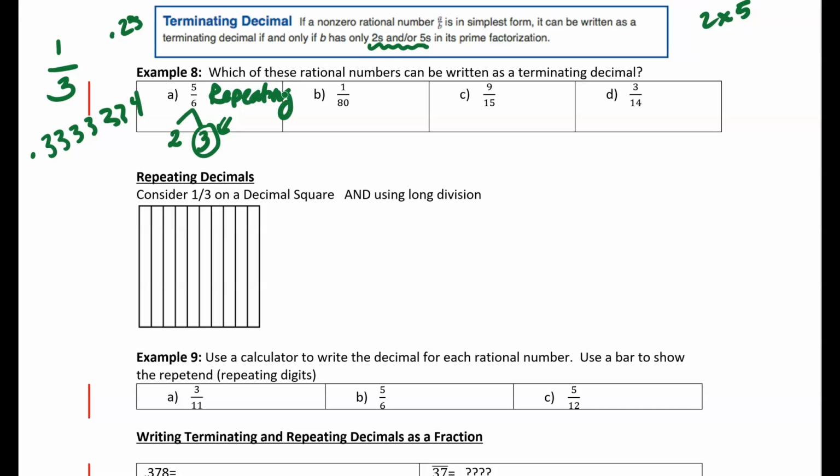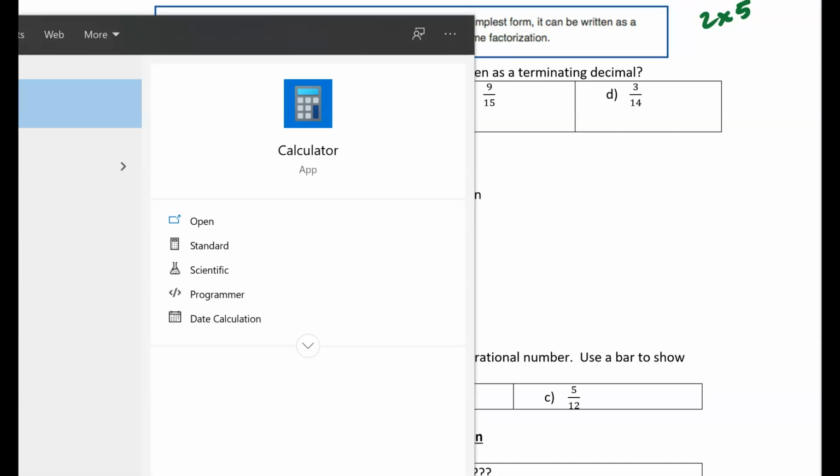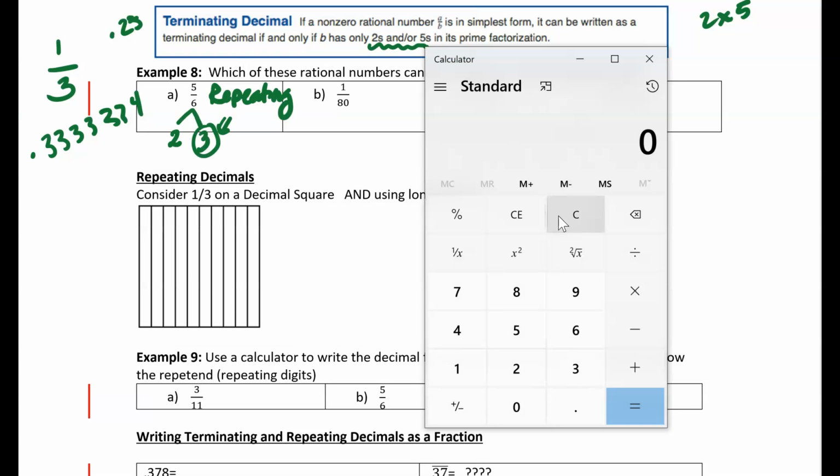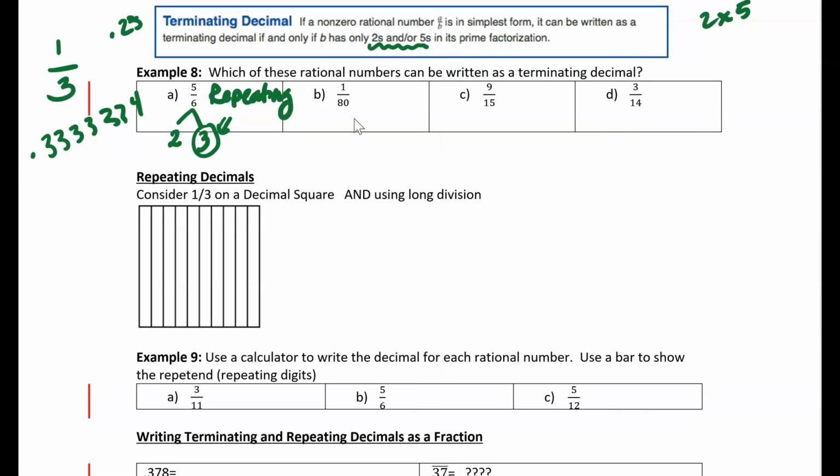And you can certainly grab your calculator and divide them. So we could do 5 divided by 6, and you can see that it ends up repeating because it goes on forever and ever. So that's a good way to double check, but it's also fun to have a way without a calculator.